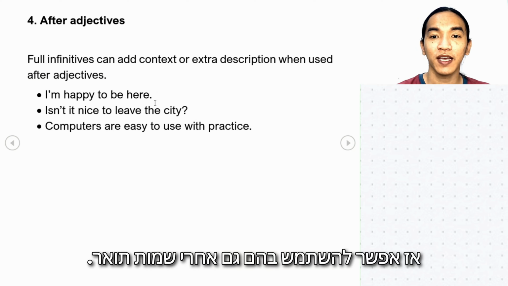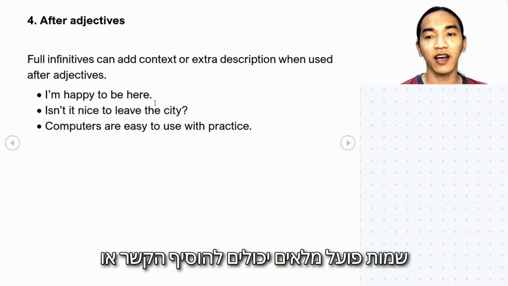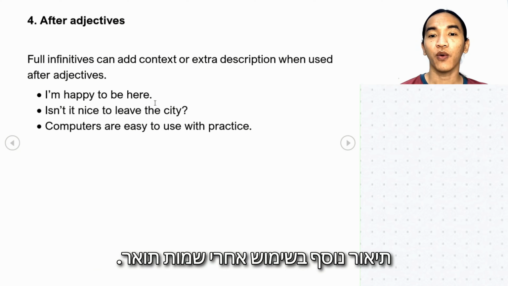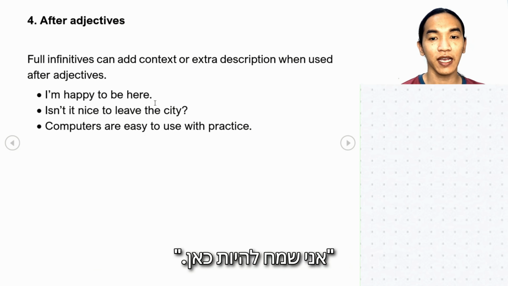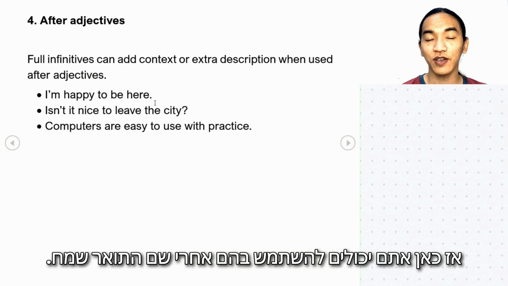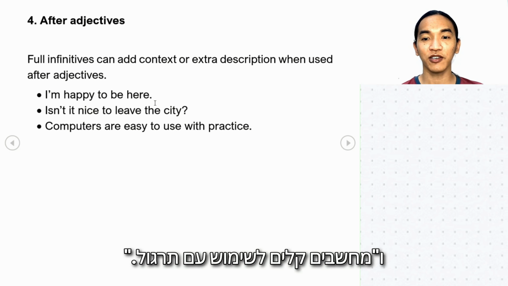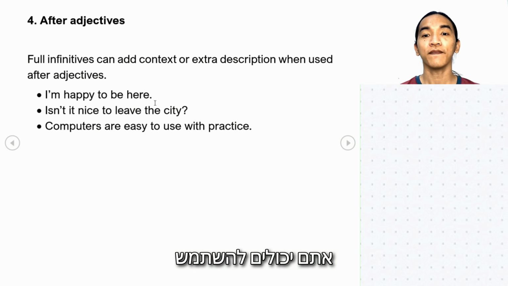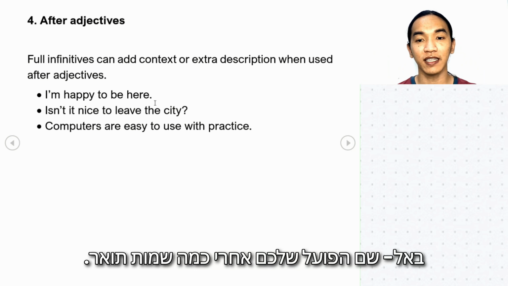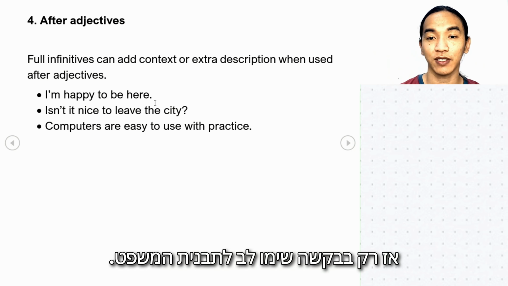Moving forward. They can also be used after adjectives. Full infinitives can add context or extra description when used after adjectives. I'm happy to be here. Here you can use them after the adjective happy. Isn't it nice to leave the city? And computers are easy to use with practice. You can use your to infinitives after some adjectives. So just please pay attention to the sentence pattern.